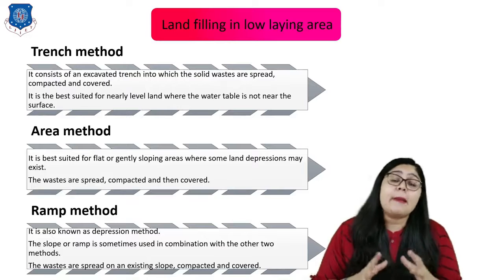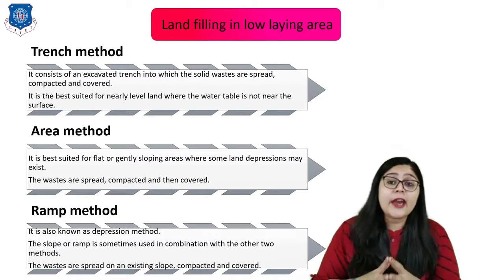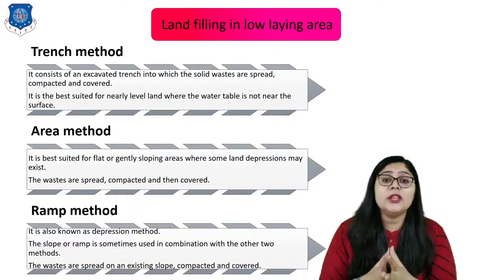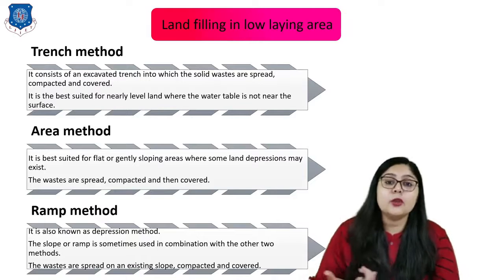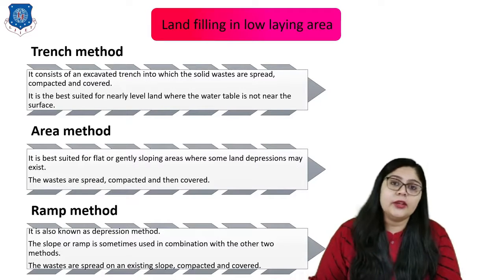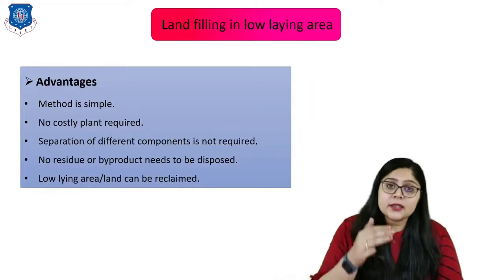Lastly, we will see the ramp method. It is also known as the depression method, where the slope or ramp is sometimes used in combination with the other two methods. It means the wastes are spread on the existing slope, compacted and covered. So this is all about landfilling in low-lying areas and its 3 methods.